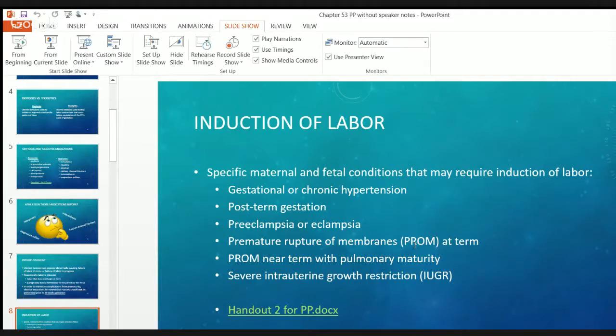Well, if we look at the slide here, it could be gestational or chronic hypertension, post-term gestation, so they've gone past the 41 to 42 weeks, a condition called preeclampsia or more severe eclampsia, when women who are pregnant start experiencing seizures related to high blood pressures. There is a premature rupture of membranes, also known as PROM. And then we have PROM near term with pulmonary maturity. And then also the severe intrauterine growth restriction, also known as IUGR. And as you can see, I'm going to provide another handout to the students that pretty much summarizes again these reasons for induction of labor.